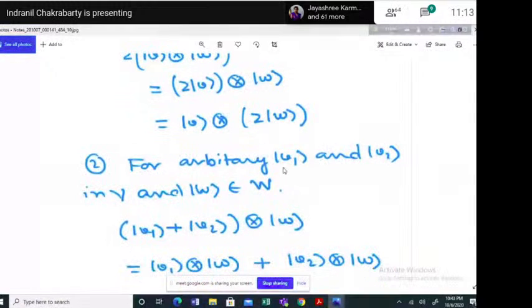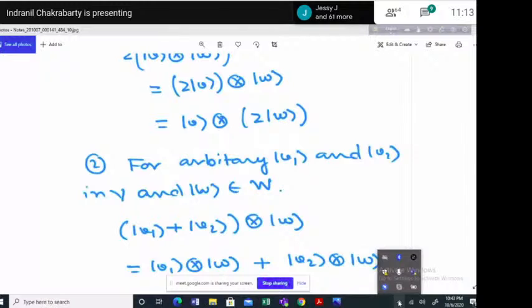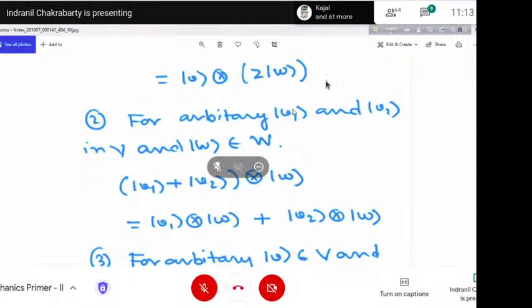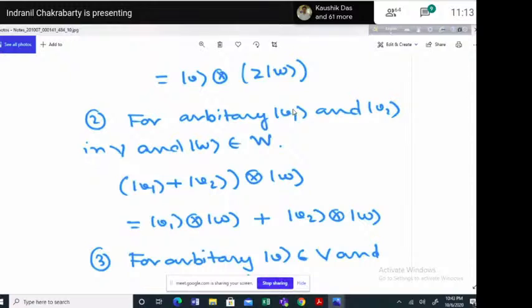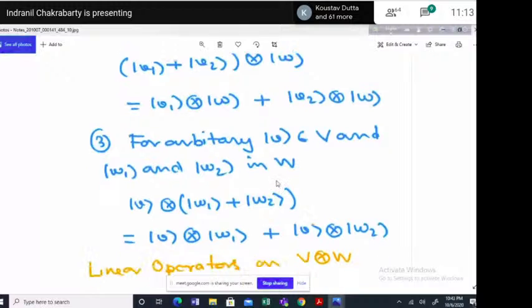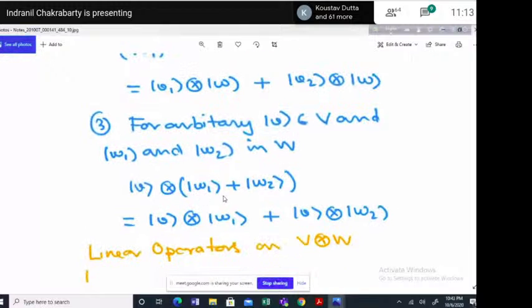Now if you take two vectors v1 and v2 in V, and w in W, then (v1 plus v2) cross w is v1 cross w plus v2 cross w. So the tensor product is distributive. We can see that it is distributive from W to V, and similarly it is distributive from V to W. So v cross (w1 plus w2) can be written as v cross w1 plus v cross w2.